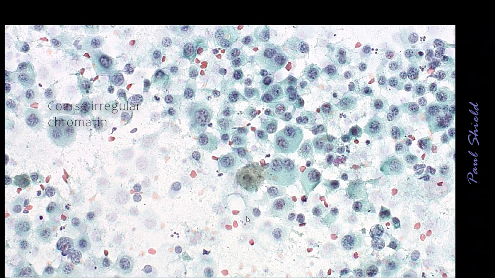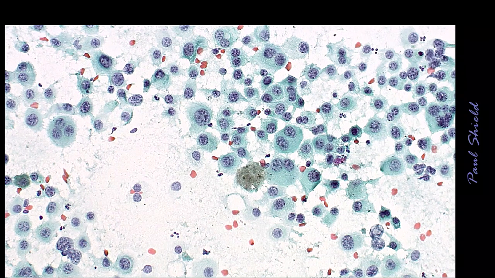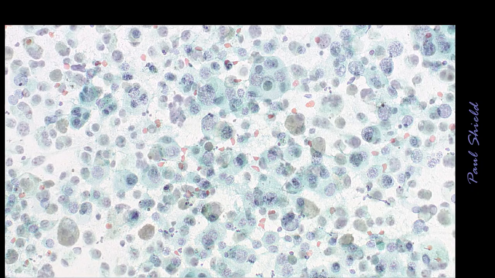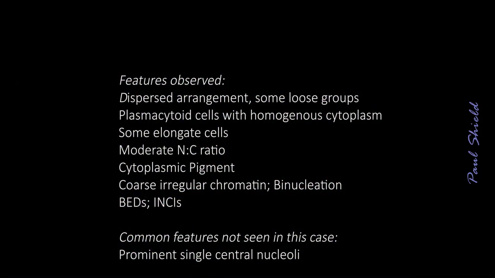Here's an area with some good pigmentation. So on the Pap stain, this is staining quite brown to black. And in this area, there's quite a mix of pigmented cells. Some of them have quite a lot, some of them a small amount. So we've got a dispersed arrangement of cells with maybe some loose groups.